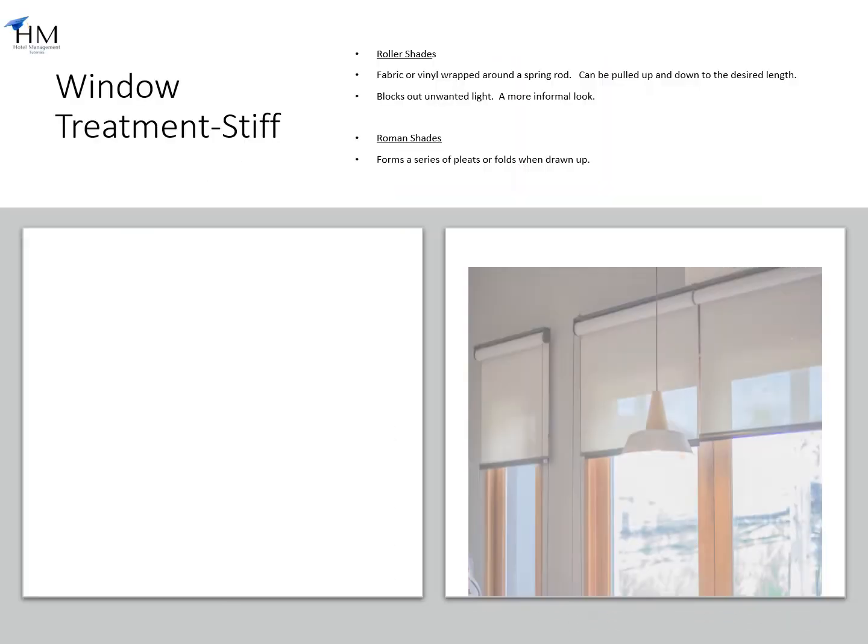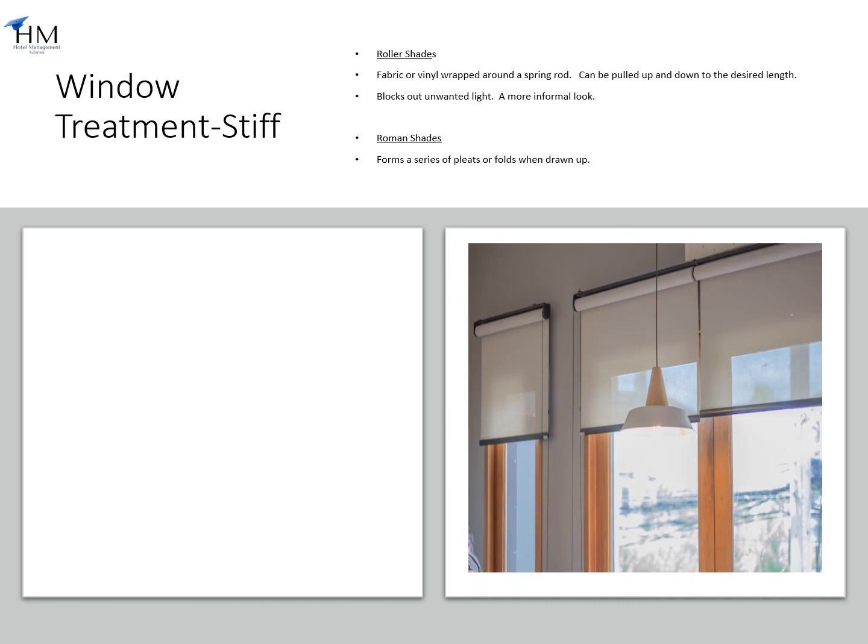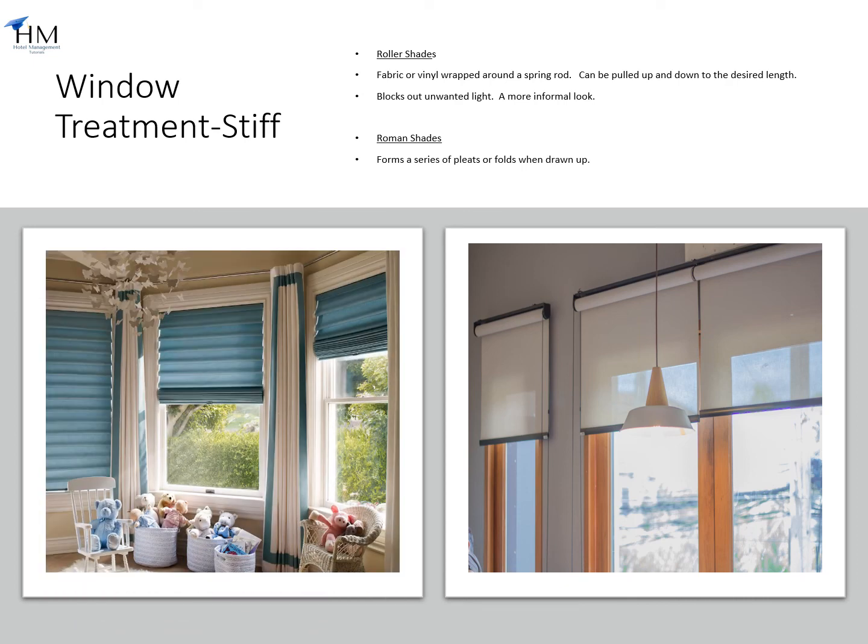The next stiff window treatment is shades. Here we will discuss two types of shade. The first one is roller shade. As you can see in the picture, these are made of fabric or vinyl which is wrapped around a spring rod. They can be pulled up and down to the desired length. They block unwanted light and they create an informal look. The second one is Roman shade. They form a series of pleats or folds when drawn up.